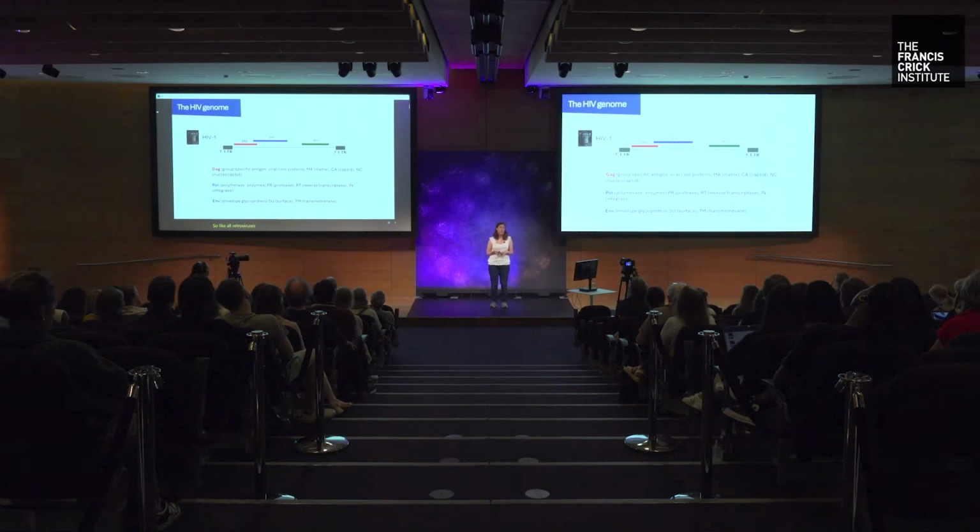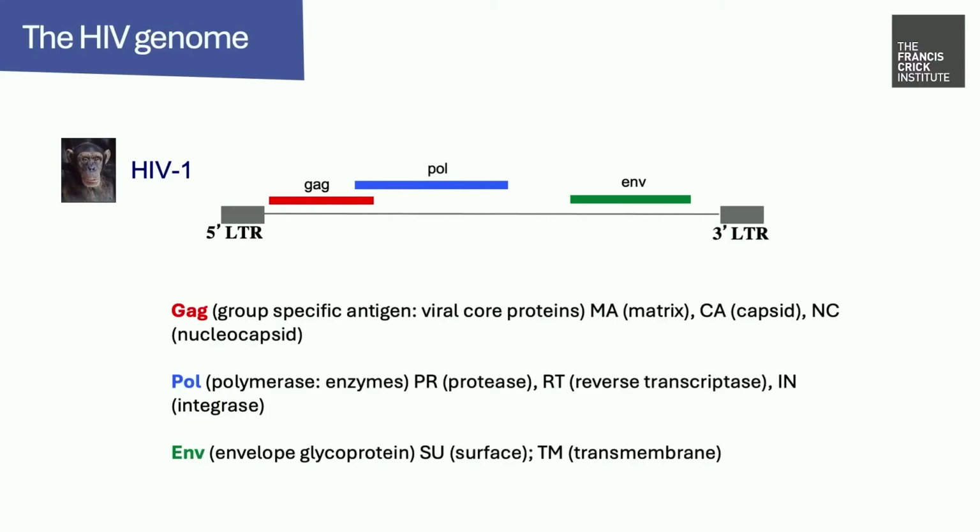So, like all retroviruses, HIV has 3 main genes, only 3. So, the GAG, POL, and ENV genes. And so the GAG genes code for the structural proteins of the virus that make up the viral particle. The POL gene codes for the enzymes, and I've already mentioned reverse transcriptase and integrase, and there's a third enzyme, protease, which I'll come on to. And ENV codes for the envelope glycoproteins.